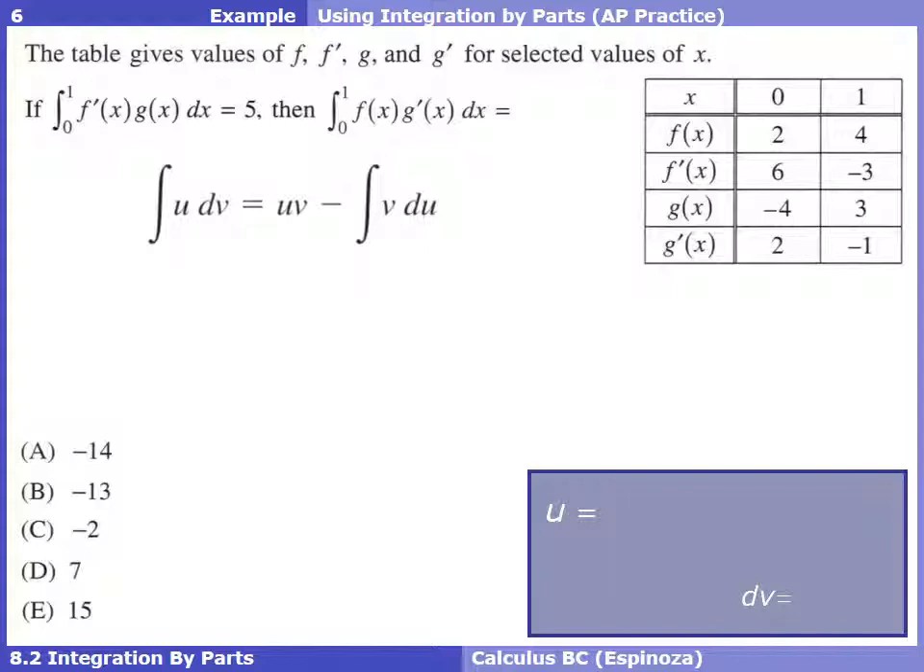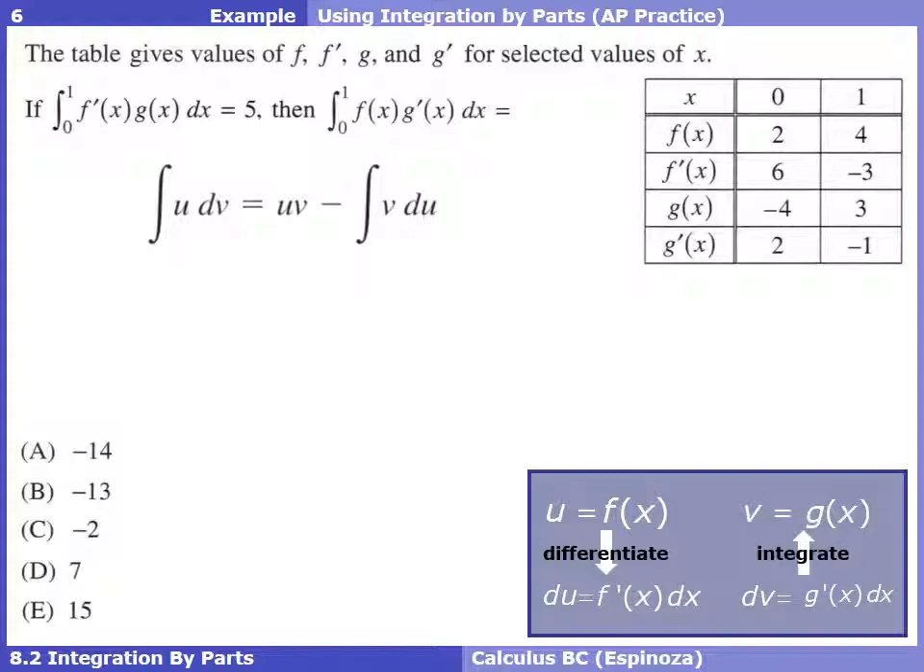And here I hope it's really obvious. If we call u f of x, that's of course easy to take the derivative of. If we call dv g prime of x, that's easy to take the integral of. So let's go ahead and proceed with this problem in that manner. If we let u be f of x, then du is equal to f prime of x dx. If we let dv be g prime of x dx, then of course the integral of that is nice and easy. That would just be g of x.